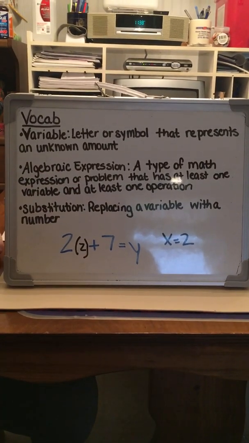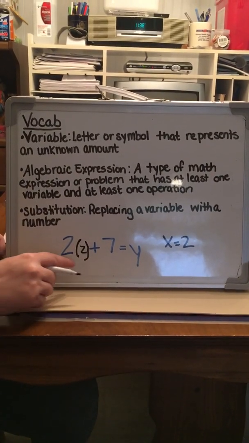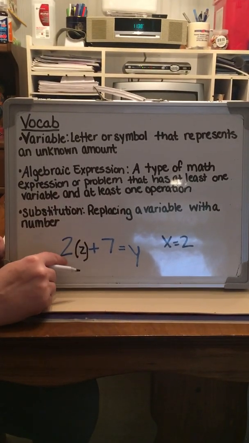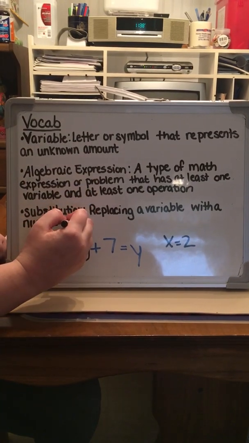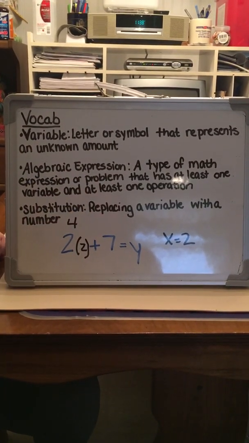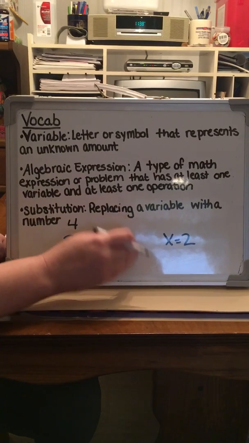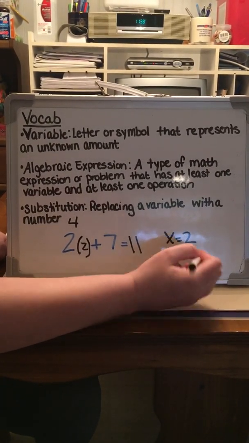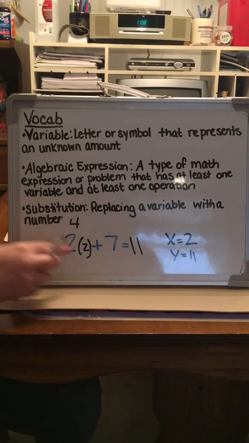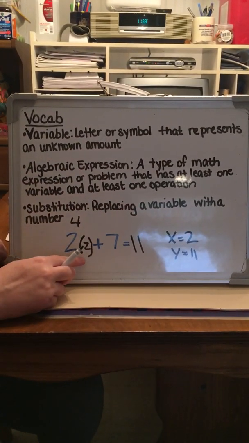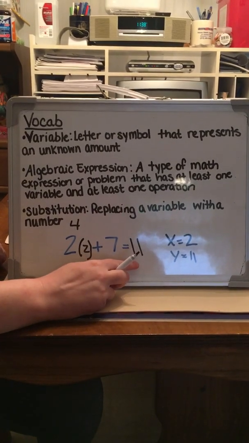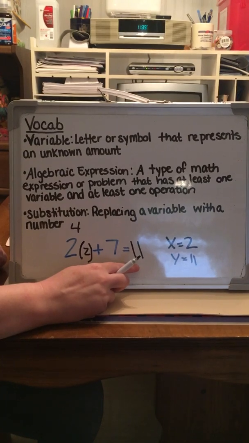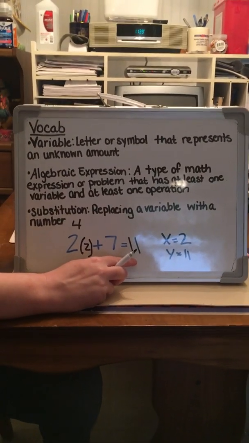Okay? Now we know that when you have two numbers right beside each other, what do you do with them? You multiply them. So what is 2 times 2? It's 4. And 4 plus 7 equals 11. So we actually know the answer to this. We know that Y would equal 11 in this case. So we just substituted X with the number 2, and that allowed us to find out what the variable Y was, which is 11.